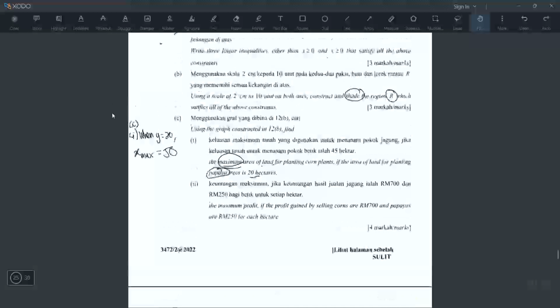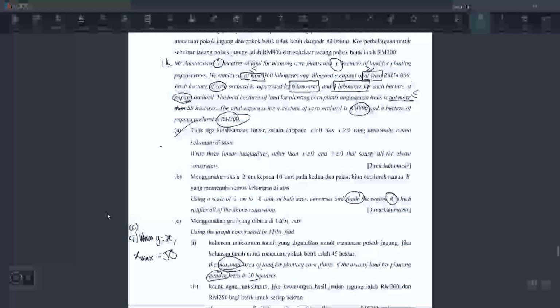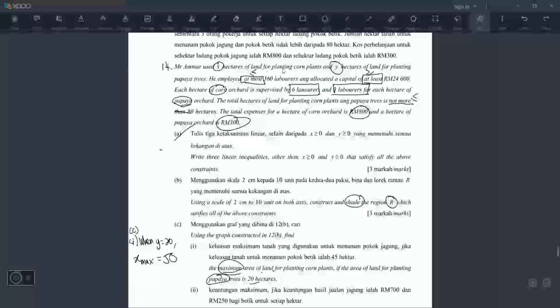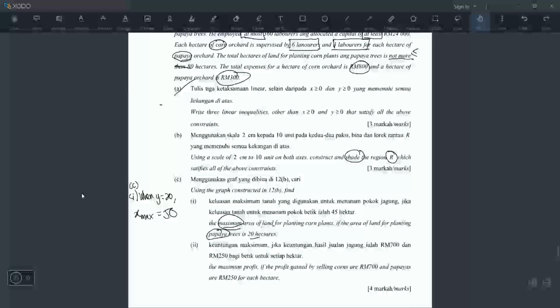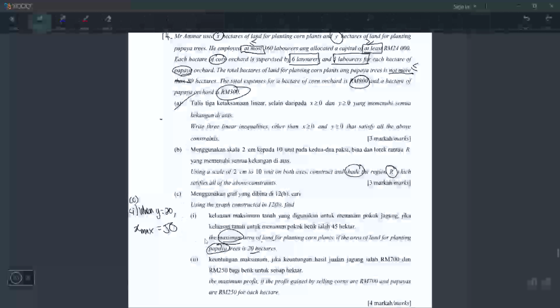Okay, but is there any unit here? Maximum area. Let's read again. Hectares of land. Hectare. So I should write hectare, right? Because for the area for papaya also they wrote 20 hectare. So I think I have to write hectares also. Okay, let's go to number 2.